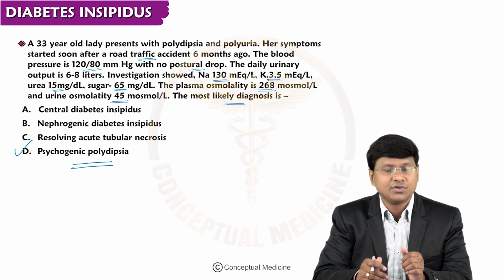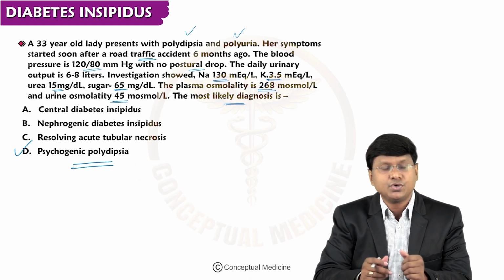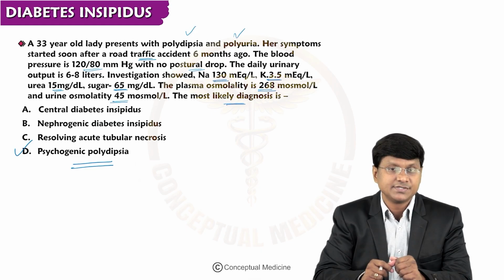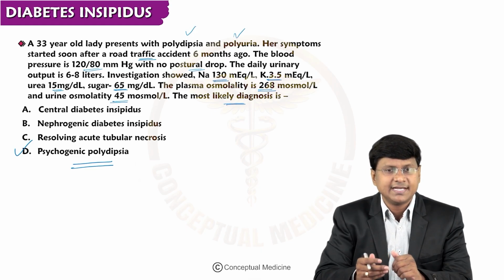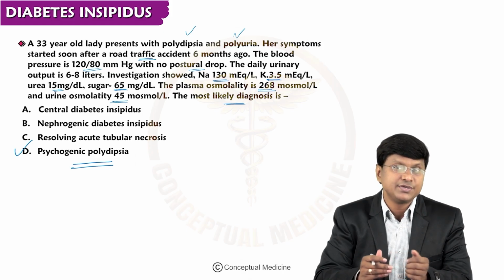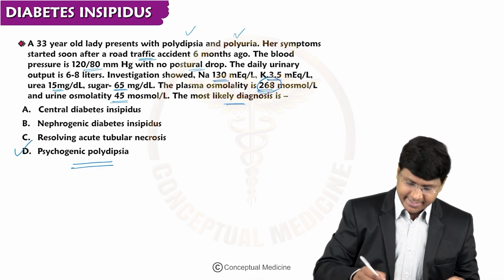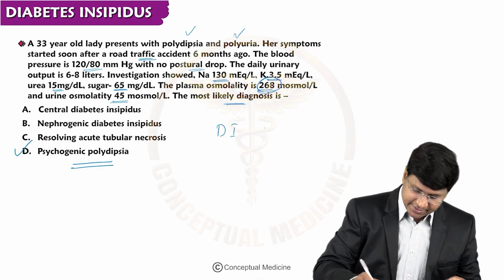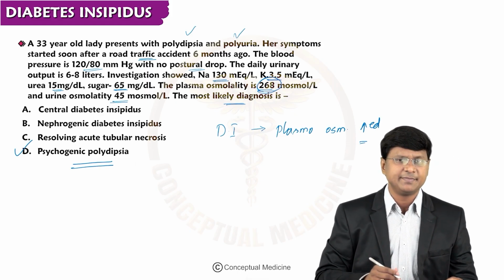Just by seeing the road traffic accident, just by seeing terminologies like polydipsia and polyuria, don't jump onto the answer of diabetes insipidus. You just analyze your laboratory results also. Now, what are the laboratory results which are going against diabetes insipidus? That is your plasma osmolality. In diabetes insipidus, what did I tell you? The plasma osmolality should be increased, on the higher side. That is what we have discussed in diabetes insipidus.